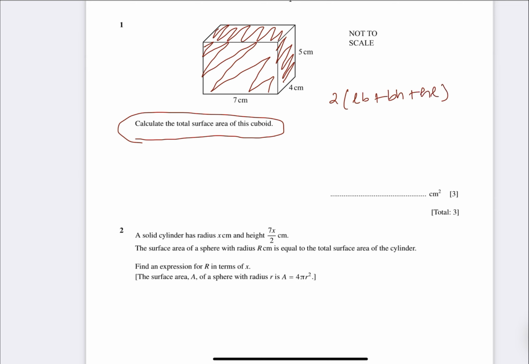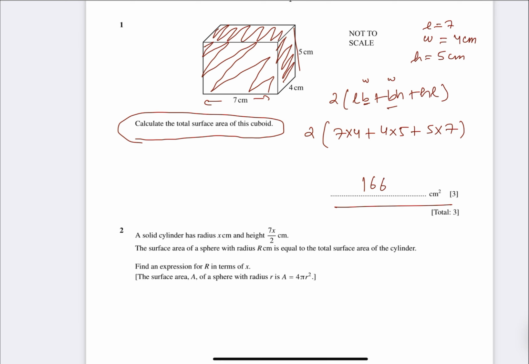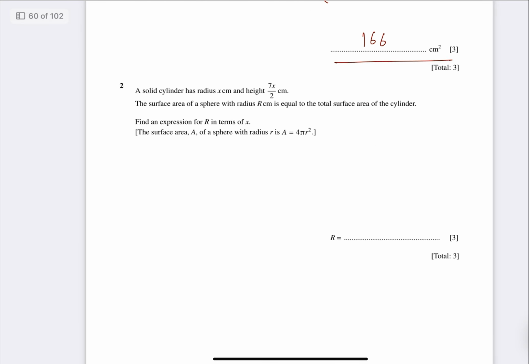All right, so L is 7, we can see the length is 7. W, or we can call it width, is 4 centimeter and the height is 5 centimeter. Just plug in the values in the formula. 2 times (7 times 4 plus 4 times 5 plus 5 times 7). And you will get your answer as 166 centimeter square.